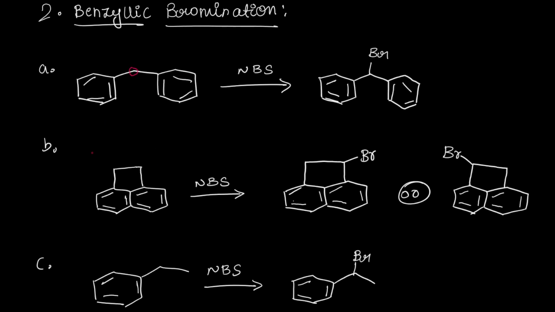And similarly, in the second example we have two benzylic positions here. You can see this carbon is directly attached, or adjacent, to this benzene ring, and this carbon atom is adjacent to this benzene ring. So now we have two benzylic positions. One is here and the other position is here. So now the bromination can take place at position 1 or position 2.